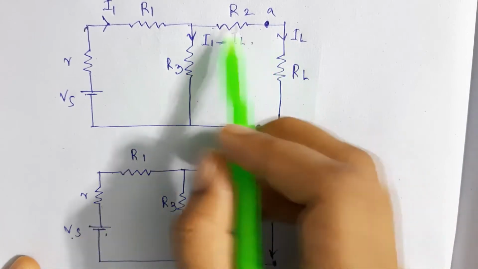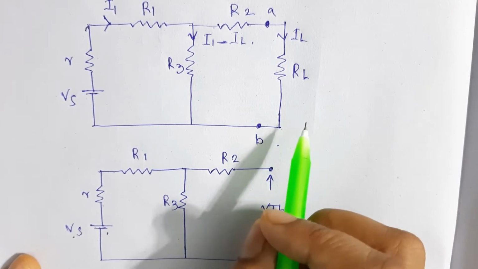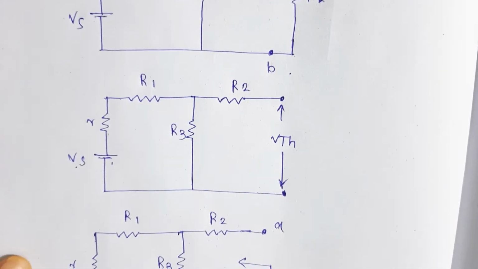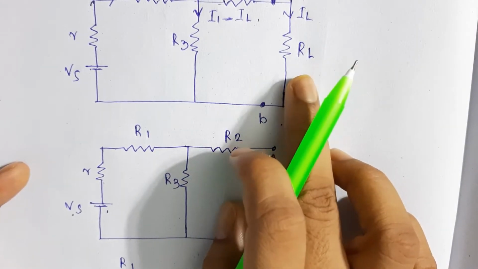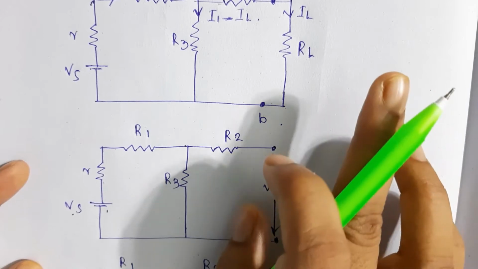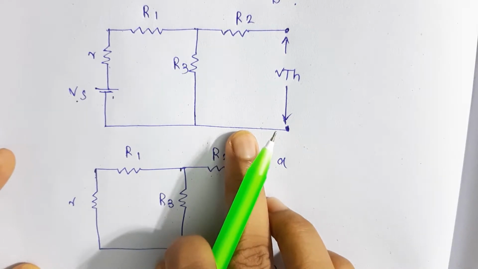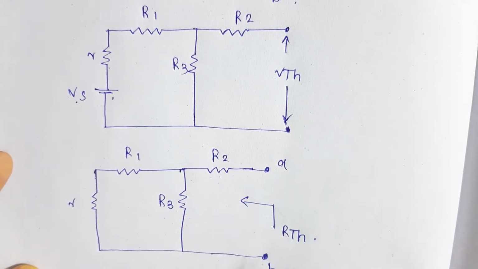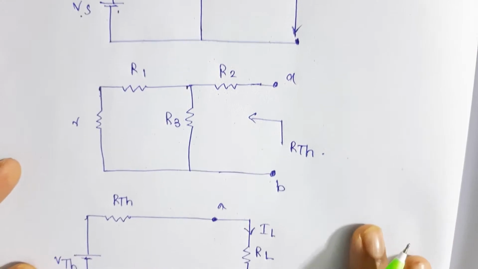So first, this was our original circuit. Now, in order to Thevenize a given circuit, first we have to remove the resistance RL, whose current is required, whose current you have to find out. So you just remove this. This is the first step. Then we will calculate the value for VTH by removing the RL.